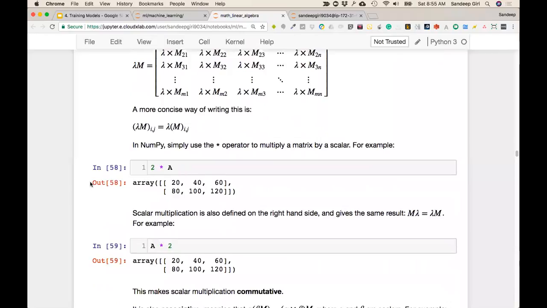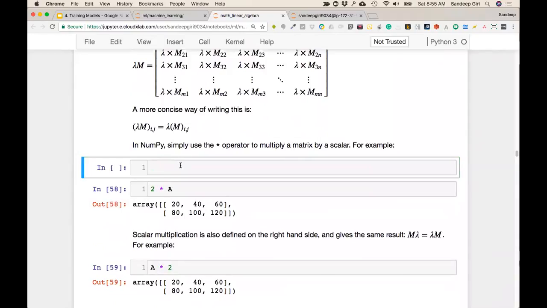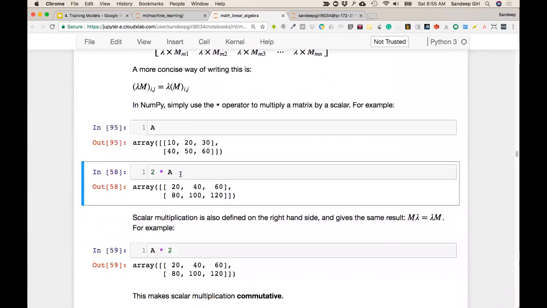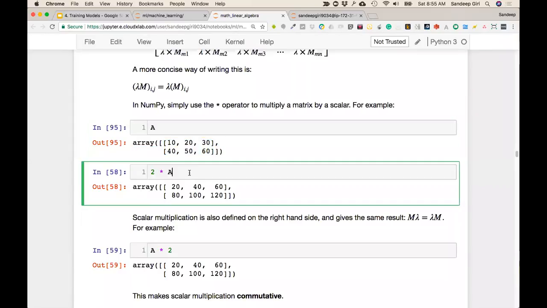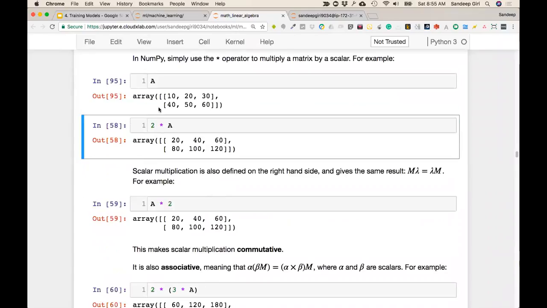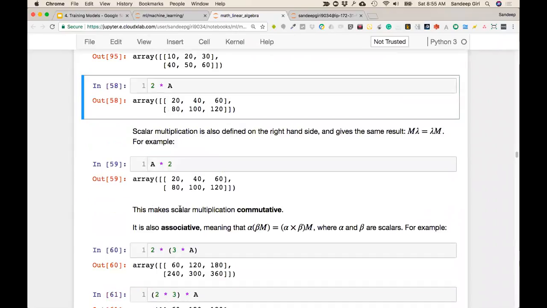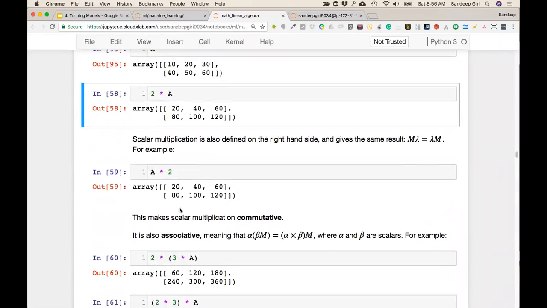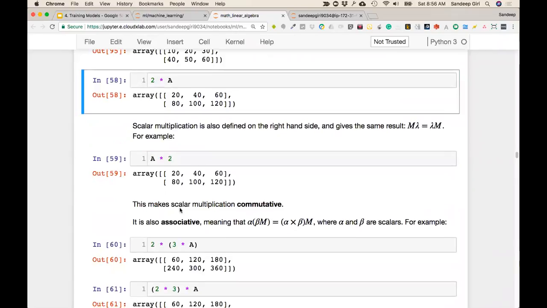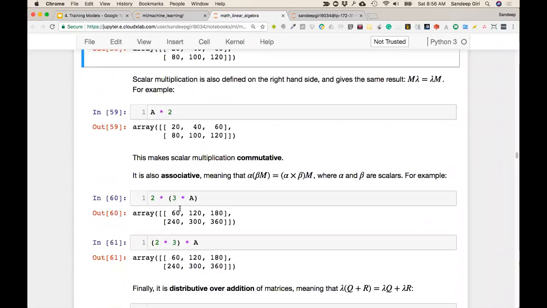Let's say we had A. Let me just show you A again so that we are all in the same context. Here A is this. When you multiply this A with 2, this is what we get. Either we multiply 2 into A, or we say A into 2, we get the same result. So scalar multiplication is commutative.